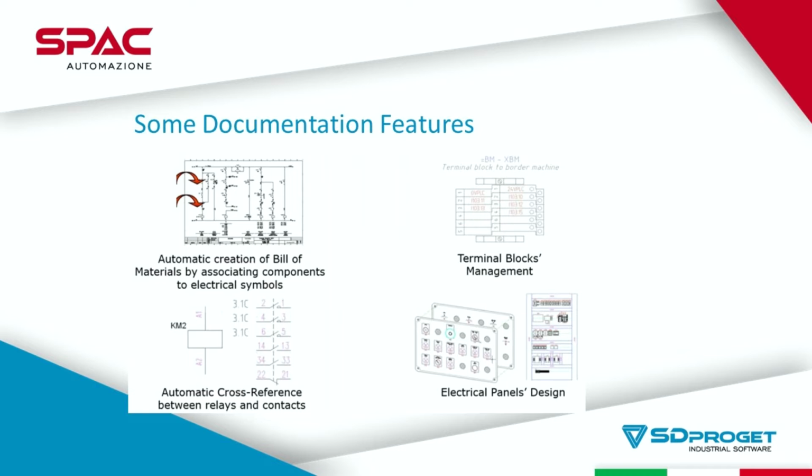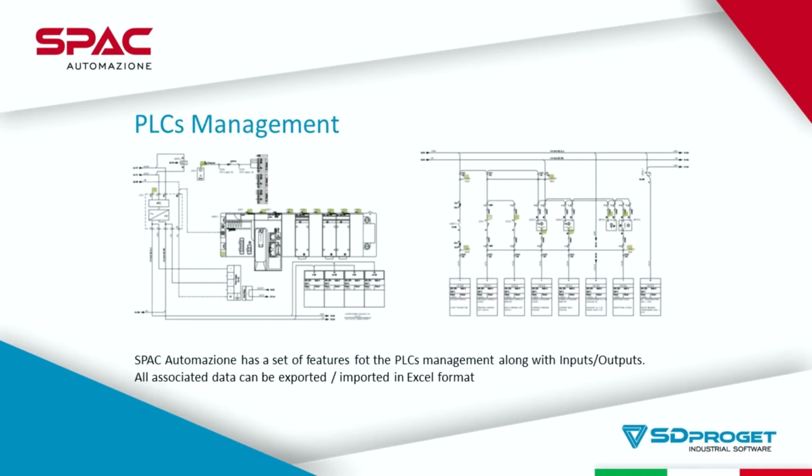We can say at this point that SPAC Automation helps the designer to save time while drawing the schematic, of course, but the main advantage is the time that is saved while making the project documentation. So instead of using a general purpose CAD for making your schematics, using a specialized and professional electrical CAD such as SPAC Automation can save about 80% of the drawing and documentation time. So this is a huge advantage.